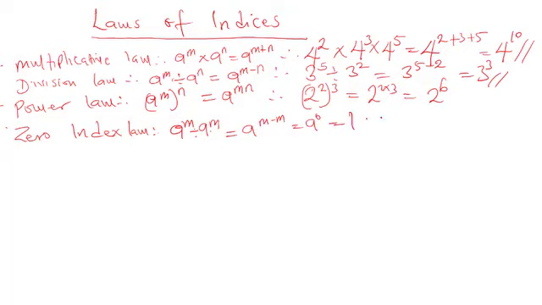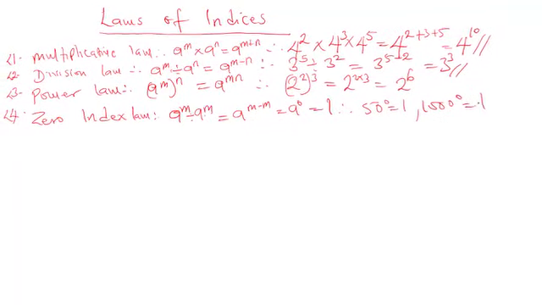So this is to tell us that any number you come across in mathematics, if it's raised to the power 0, then the answer is 1. So if I write 50 raised to the power 0, the answer is 1. 1000 raised to the power 0, the answer is still 1. Even if I change it to b raised to the power 0, the answer is 1. That is what the zero index law is telling us.